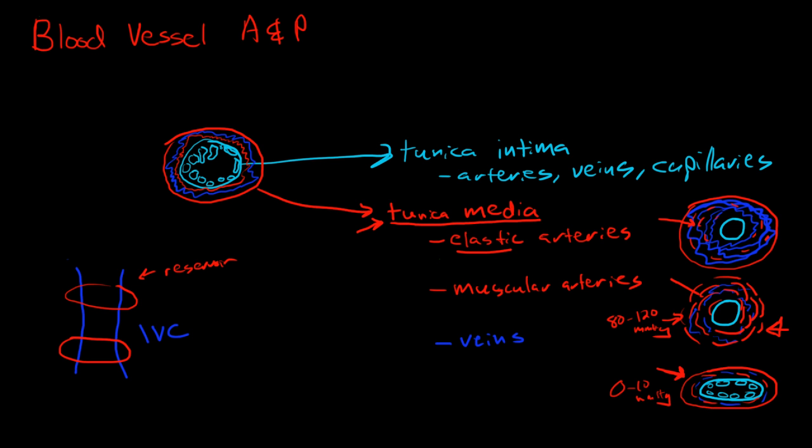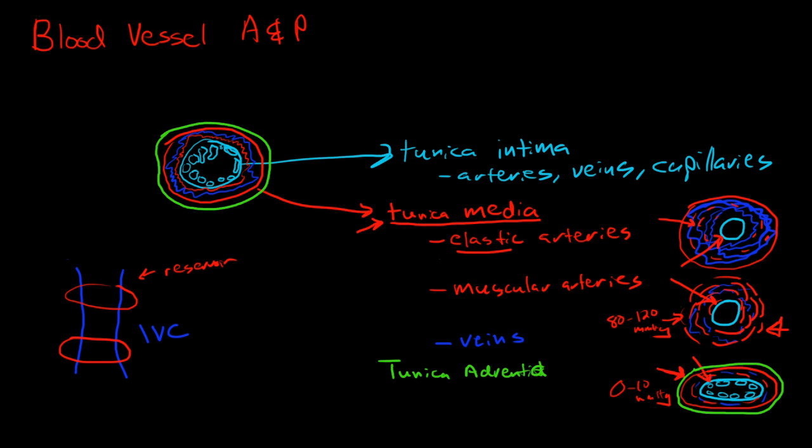Because again, the tunica intima is the same in all three vessels. And the outer layer is called the tunica adventitia, and this is connective tissue, primarily collagen, and it just adds a strength layer. Now again, the tunica adventitia is going to be present in arteries and veins, and it's essentially the same from vessel to vessel.